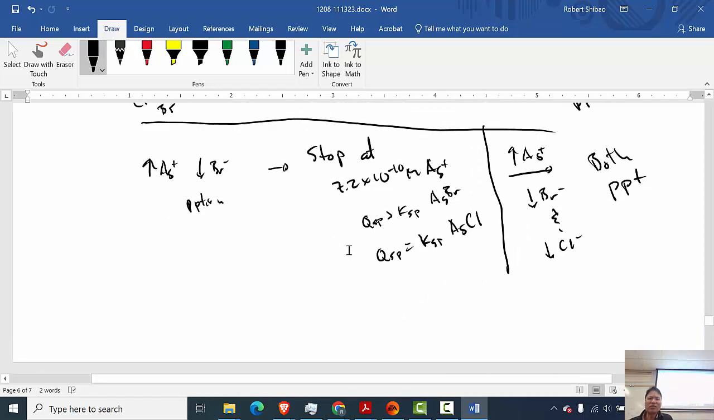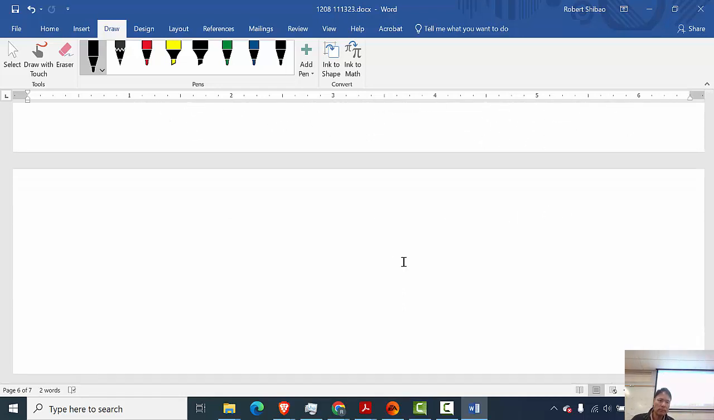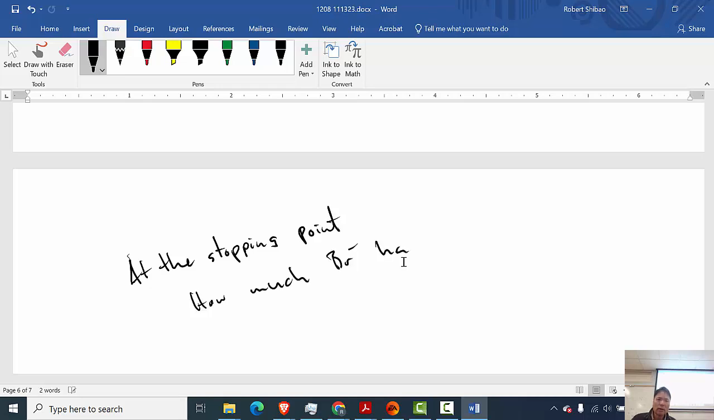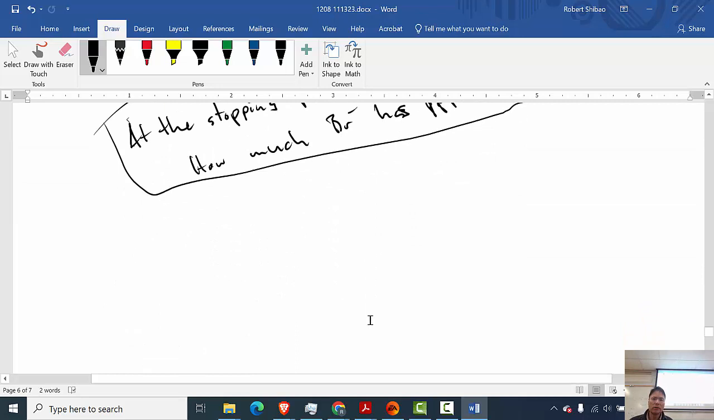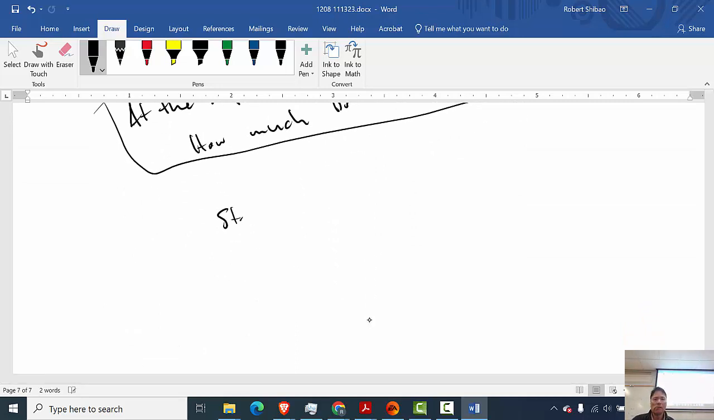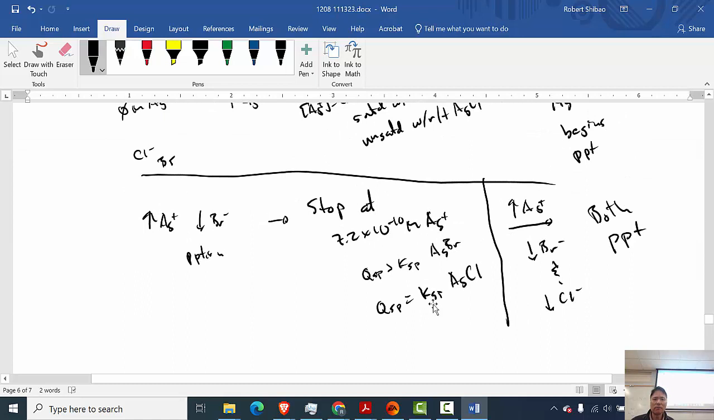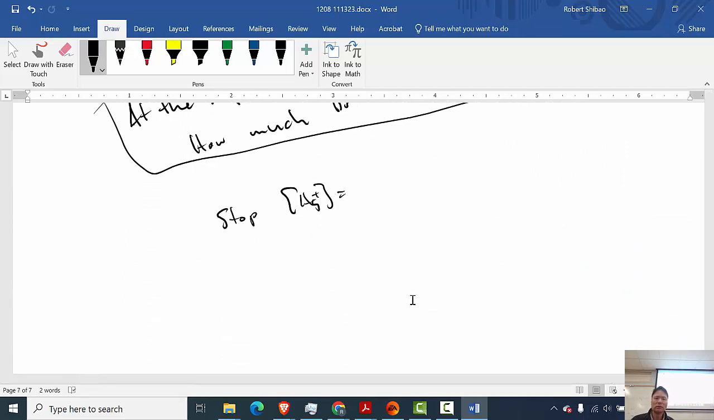So what this means is, at that stopping point, how much of the bromide has precipitated? How much bromide has precipitated? So this will be our next calculation. So we stop at a silver ion concentration equal to the max, which was 7.2 times 10 to the minus 10. We don't want to exceed this, because if we go higher than this, then both precipitate.